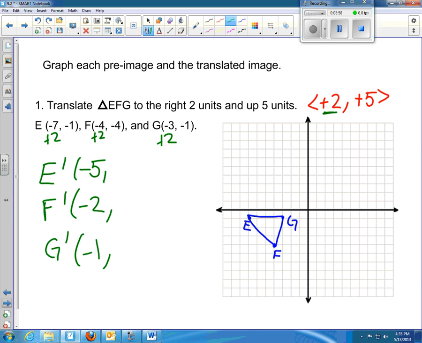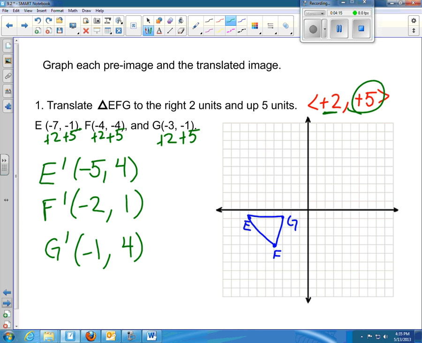Let's go ahead and find our y coordinates. This time with our y coordinates, we're going to be adding 5. -1 plus 5 is 4. -4 plus 5 is 1. And -1 plus 5 is 4.